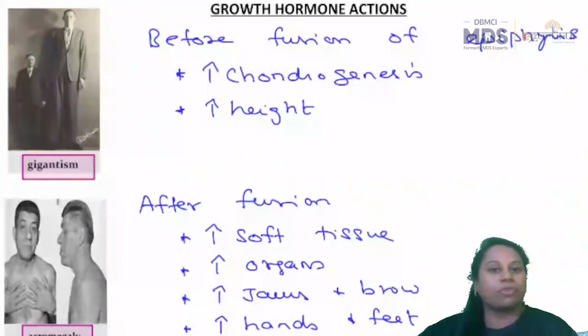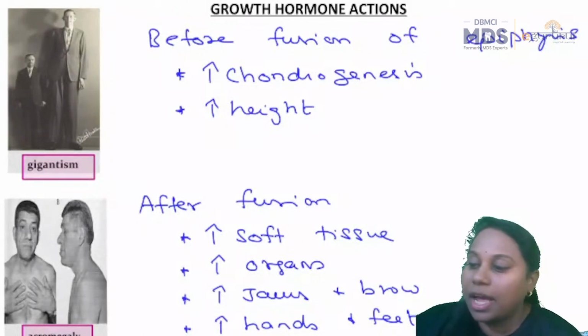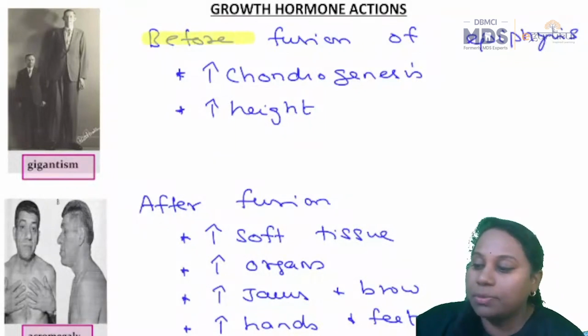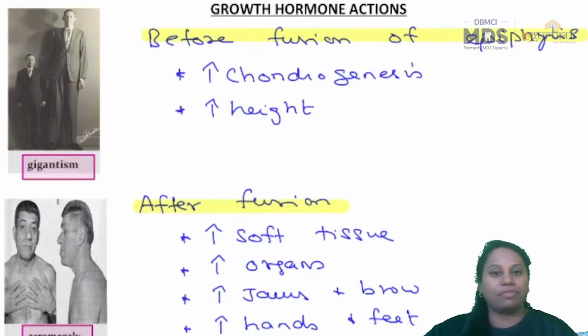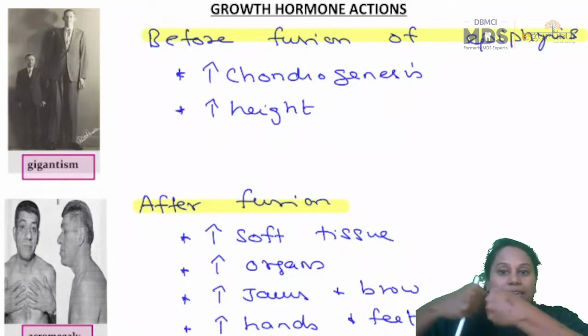What are the actions of growth hormone? This can be divided into two phases: actions of growth hormone before fusion of epiphysis and after fusion of epiphysis. Before fusion of epiphysis means the bones have not yet fused.